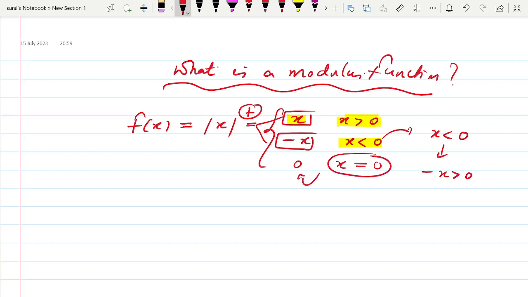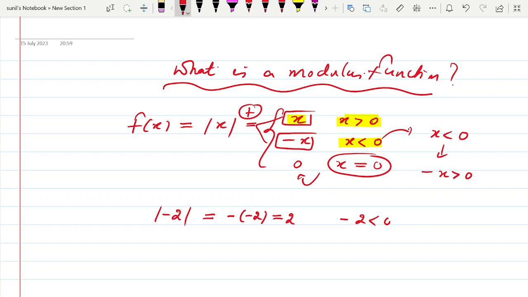I'm giving you one example. Suppose you are finding modulus of minus 2. First you will notice the sign of minus 2. What is that? It is negative. So how do you have to answer it? Put minus of minus 2. You are getting 2.